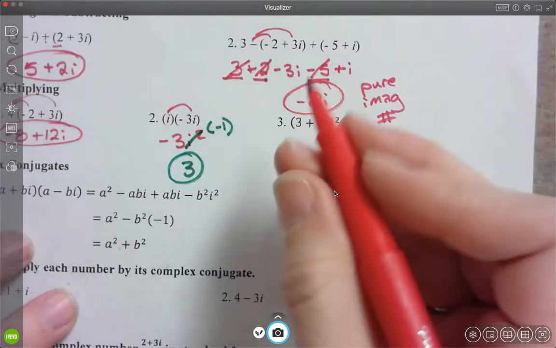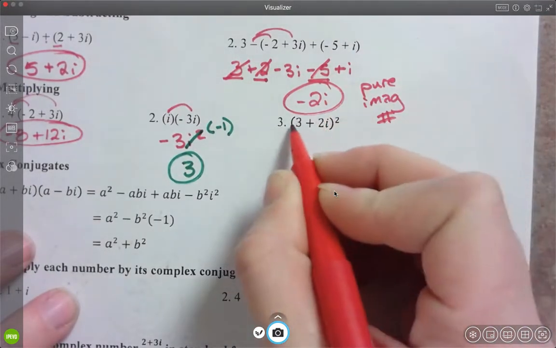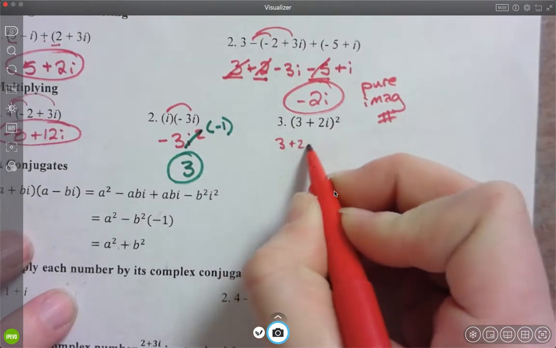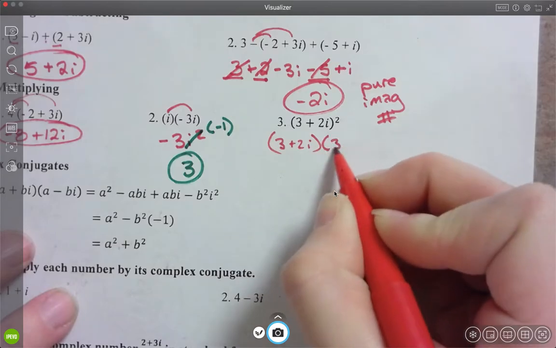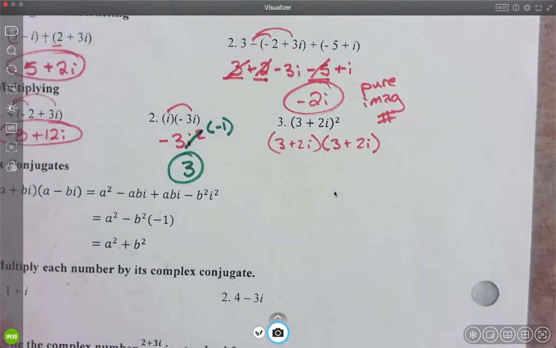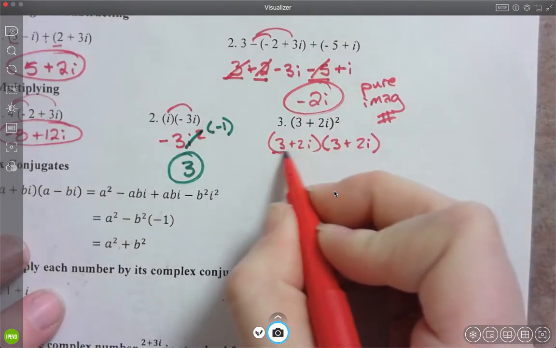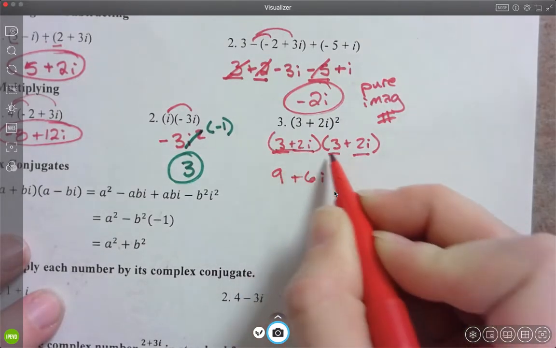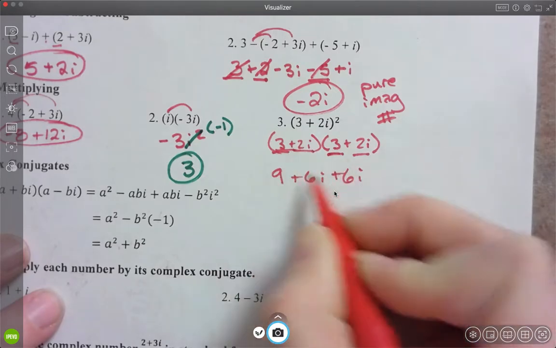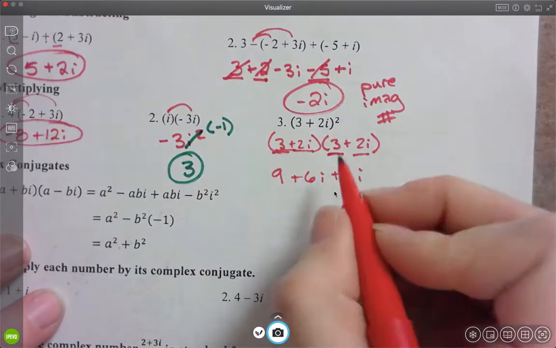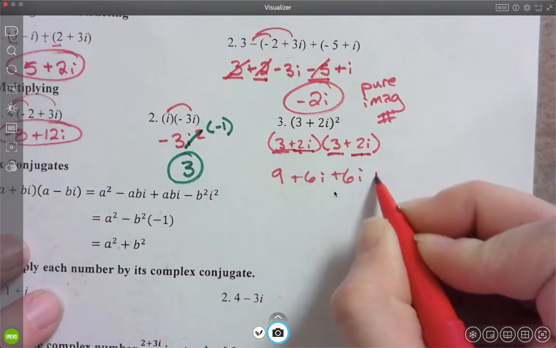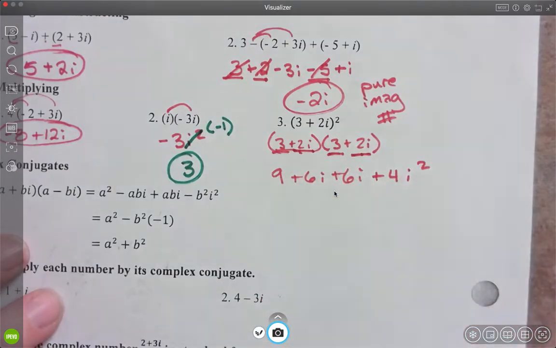Now number 3. You cannot just distribute the negative. This isn't just like 9 plus 4i squared or anything like that. You have to FOIL. So this means that we're multiplying twice. 3 times 3 is 9. 3 times 2i is 6i. 2i times 3 is another 6i. Some of you can skip this middle step and add those together at the same time. That's fine. Go ahead and do that. And then 2i and 2i makes 4i squared.